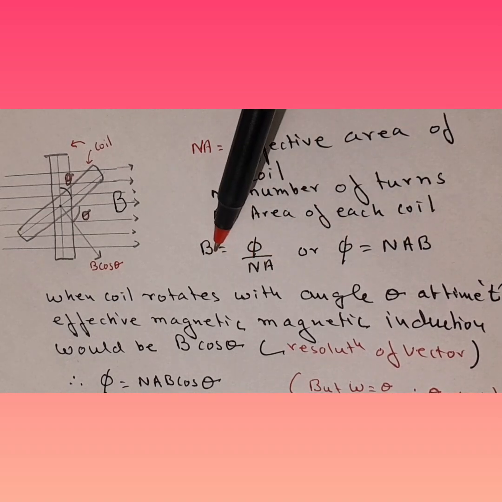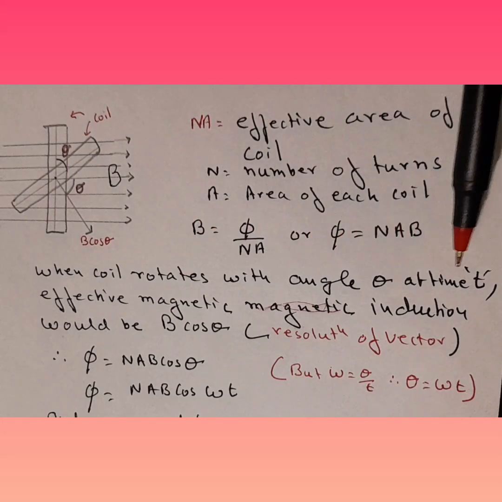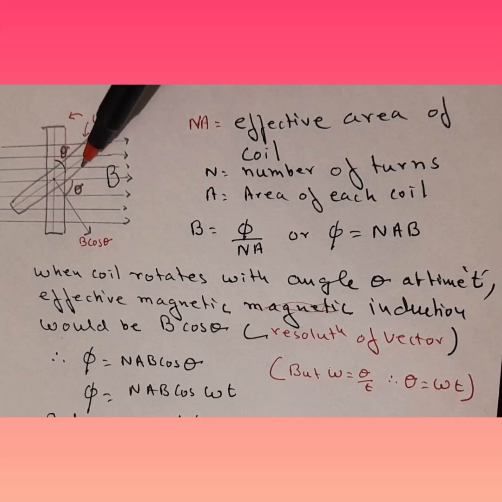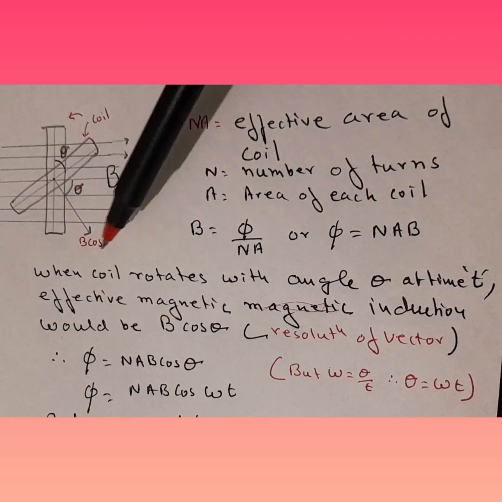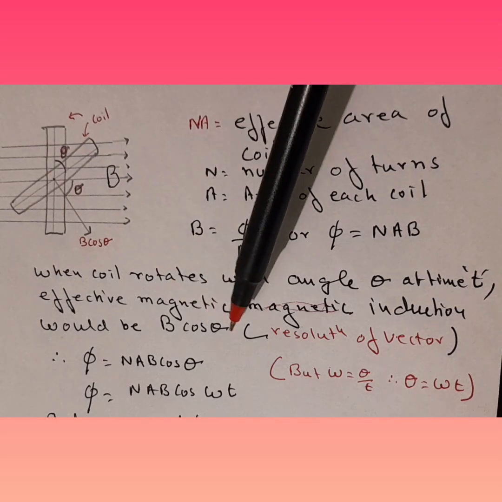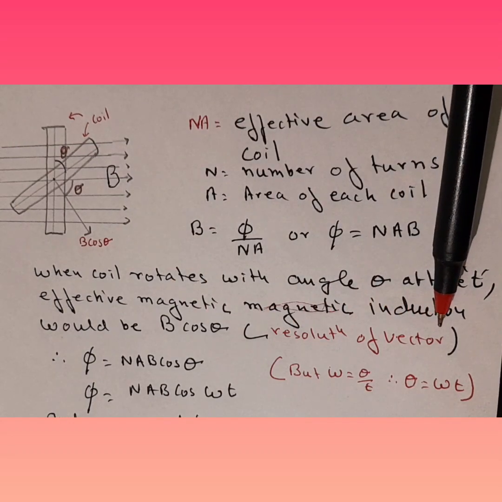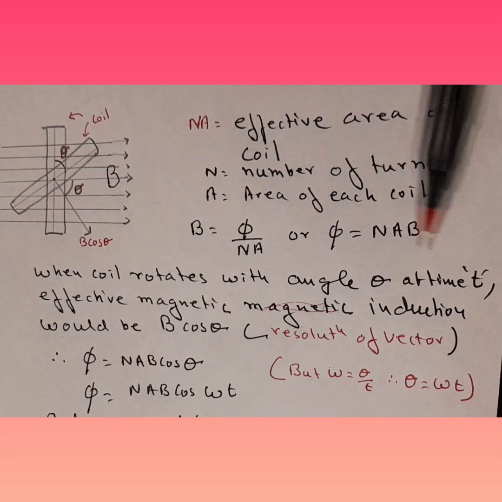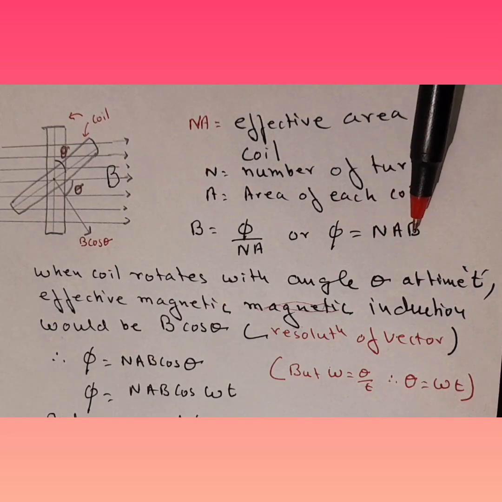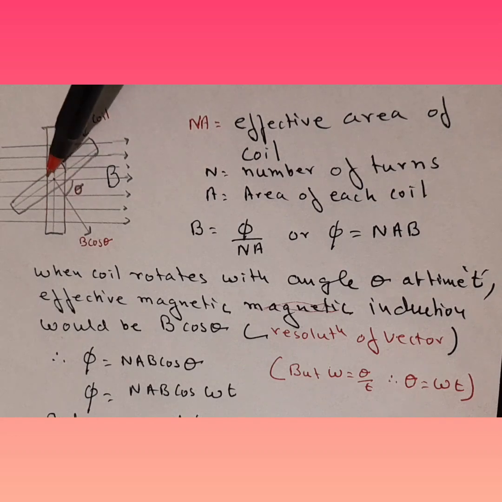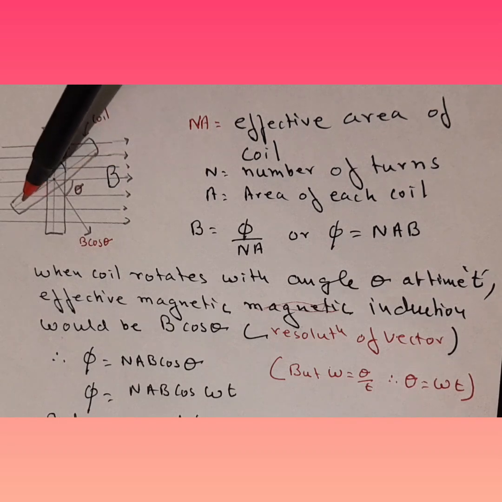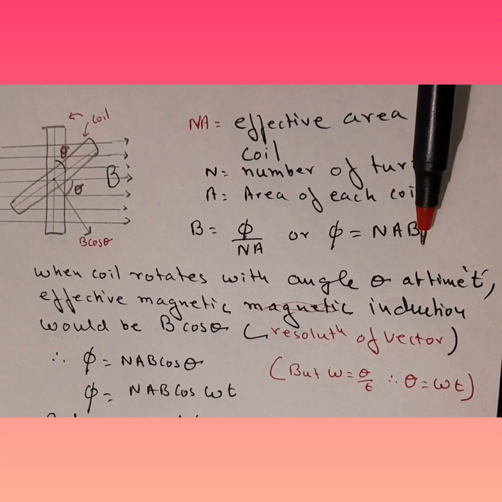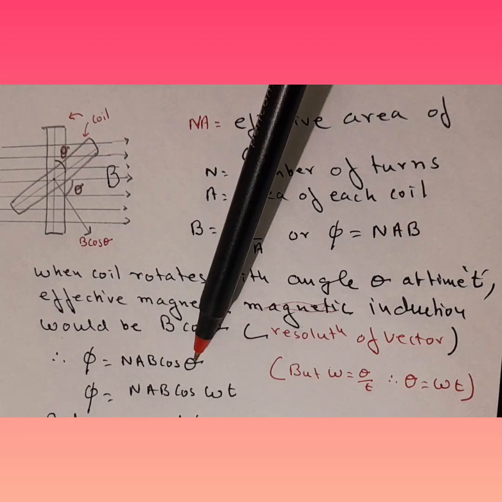NAB. When the coil rotates with angle theta at time t, that is, from here it has come to this place, at time t the effective magnetic induction would be B cos theta. That B cos theta we got from resolution of vector. Our formula was flux is equal to NAB. If the coil were straight like this, the formula for flux would have been NAB. But right now the coil has rotated by angle theta. So instead of B, it would be NAB cos theta.